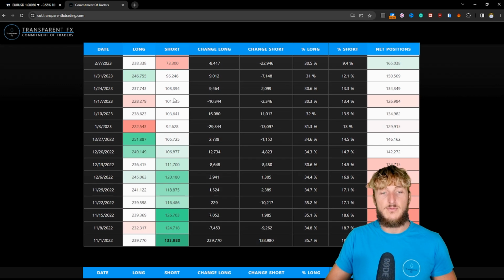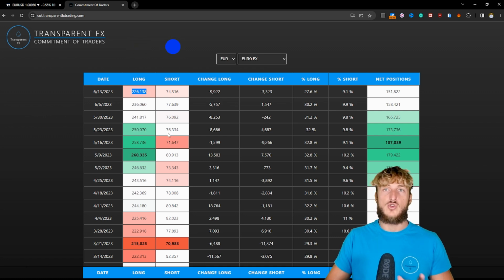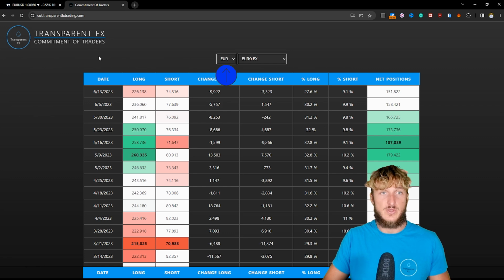And if you look at the longs, more or less they're remaining the same. However, the low was at 215K. Now we're sitting at 226K. So overall, in the long term, institutions have been adding longs and closing shorts on the euro. And since all currencies on the spot are traded against the USD, this means that they have been adding longs and closing shorts on Euro USD.